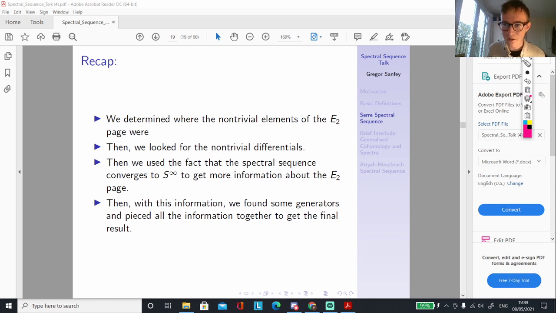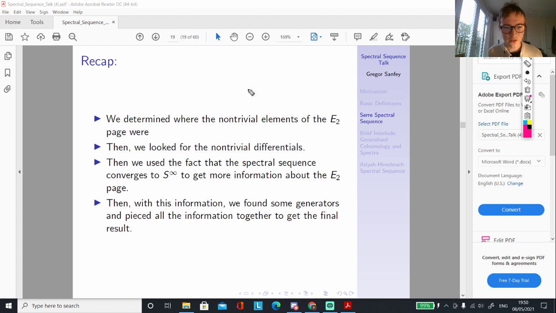Anyway, overall, what we did in this example was we looked at the E2 page first. We saw which elements of the E2 page we actually cared about. And so, thus, we could look at which differentials we also cared about. We managed to conclude that d3 would be reaching too far. So we managed to show that the spectral sequence in this case was quite simple because it collapses really early.